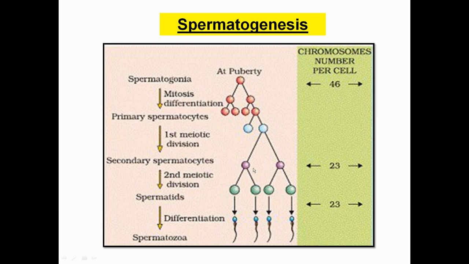First meiotic division is going to form secondary spermatocytes. These purple cells are the haploid ones, as you have read that after meiotic one division we have haploid cells, and these haploid cells are the secondary spermatocytes. And after second meiotic division, the haploid spermatids are going to be formed, and these spermatids are going to differentiate to form spermatozoa. So there is a process of differentiation between spermatids and spermatozoa.